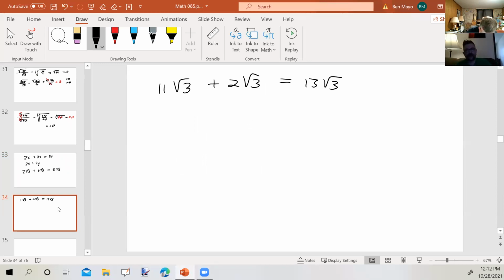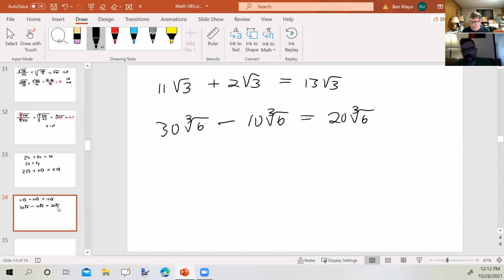What if we had 30 cube roots of 6 minus 10 cube roots of 6? Well, that would be 20 cube roots of 6, adding or subtracting like radicals.